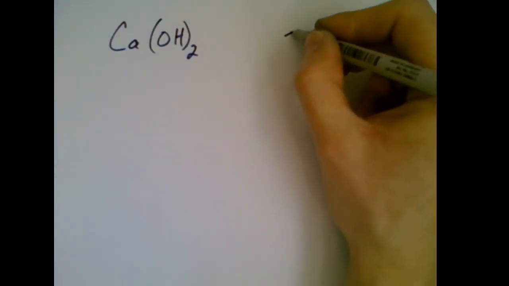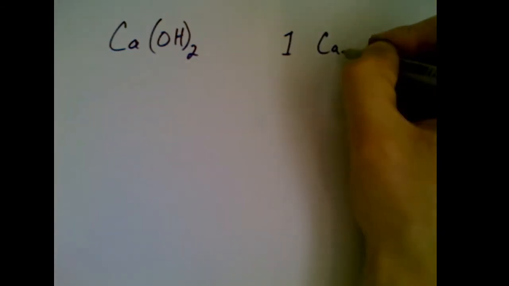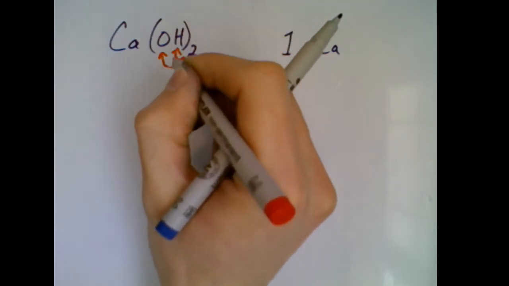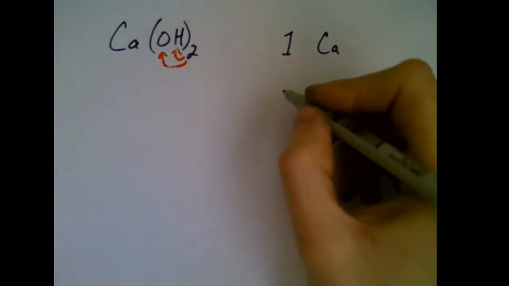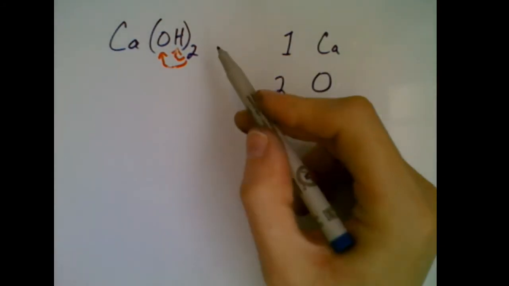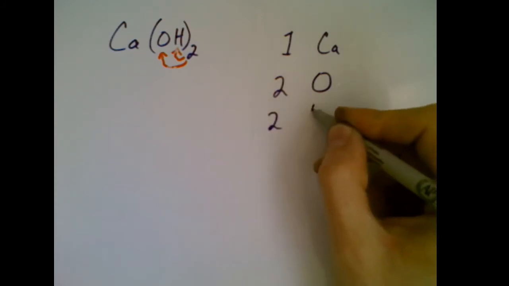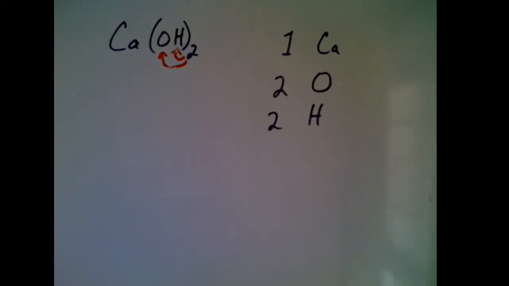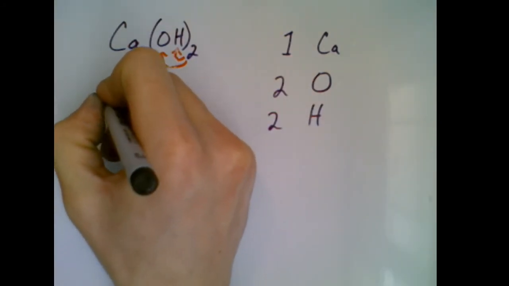You see, calcium hydroxide has 1 calcium. And then, keep in mind this number outside the brackets applies to everything inside, it has 2 oxygen atoms. That's an O, by the way, not a 0. And we have 2 hydrogen atoms. So if that's how many atoms are actually in this molecule, then we can apply the same rule to the mass.